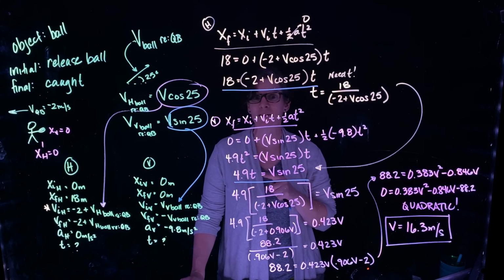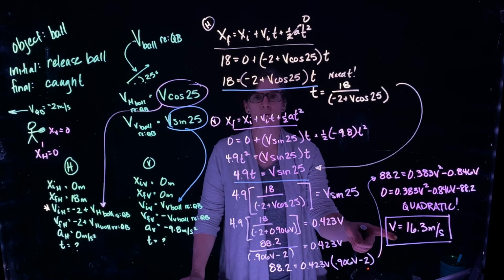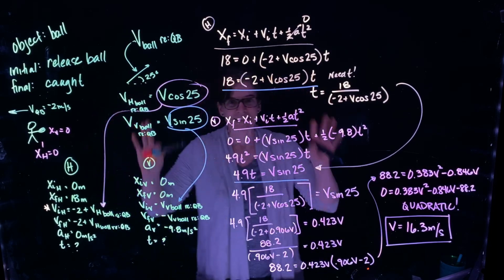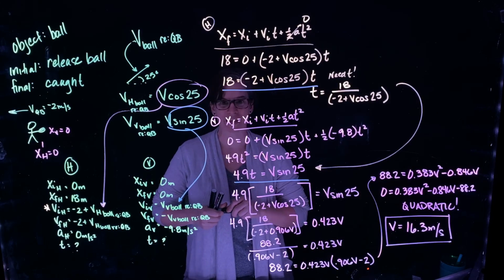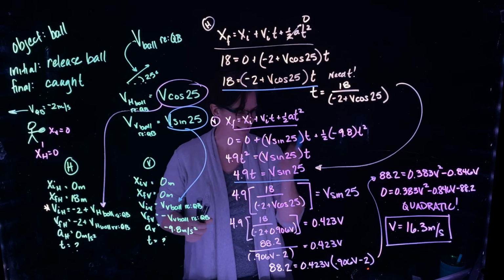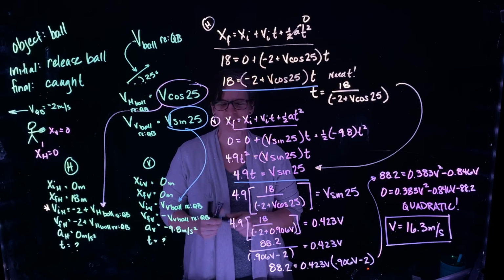Now the great thing about these problems is you can check them. So we can go back and look, does 16.3 meters per second give me a situation where a quarterback moving at -2 meters per second, throwing the ball at 25 degrees with that velocity, gets to 18 meters? And if you do that practice problem, you'll find that it does. All right, good job.